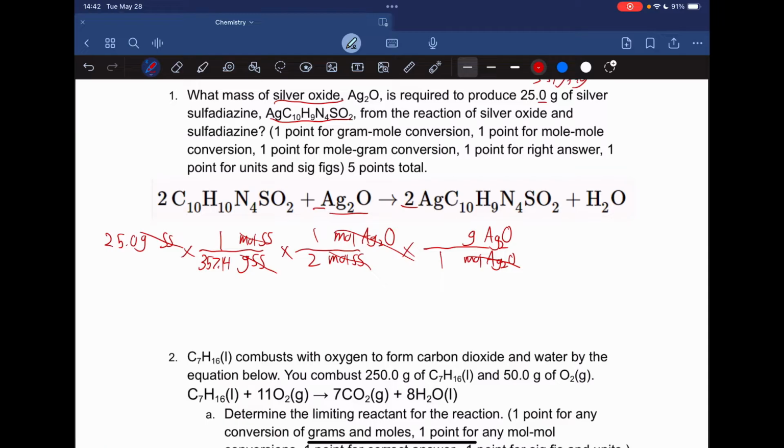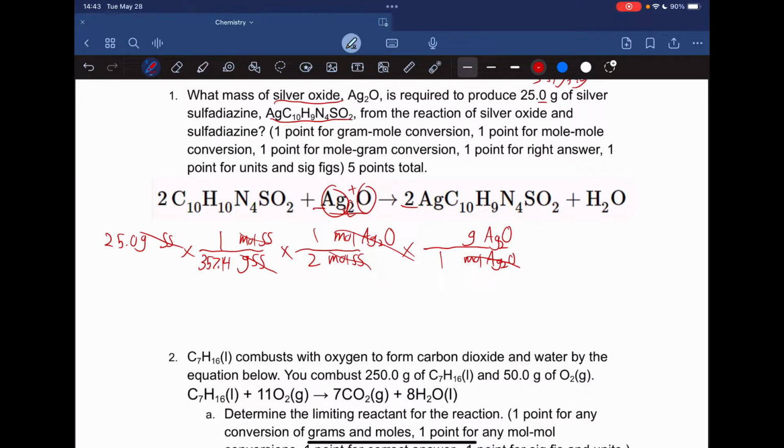Now, just a review of how we get molar mass. I looked up the molar mass of silver sulfadiazine, but you might not have the capability to look up molar mass on a test. So how would you do that? What we're going to do is take the molar mass of silver and multiply it by 2, and then add that to the molar mass of oxygen.